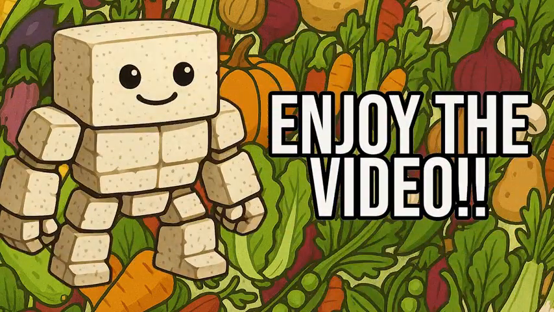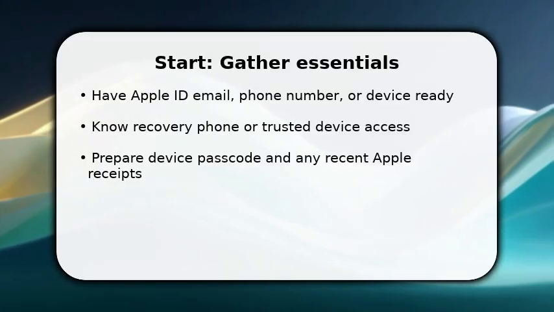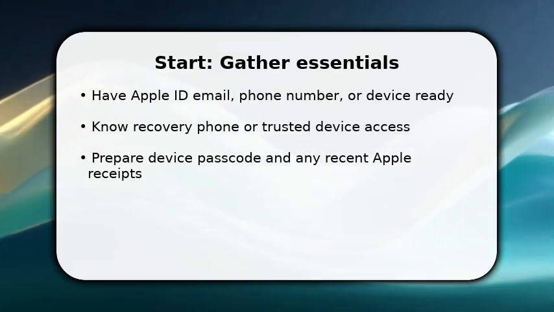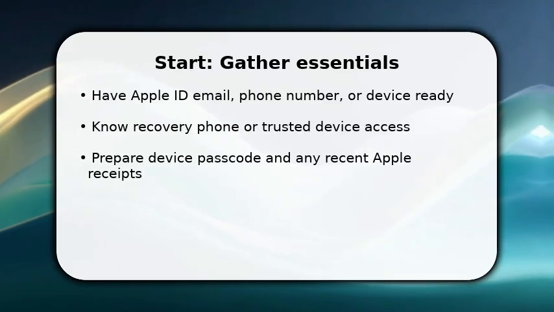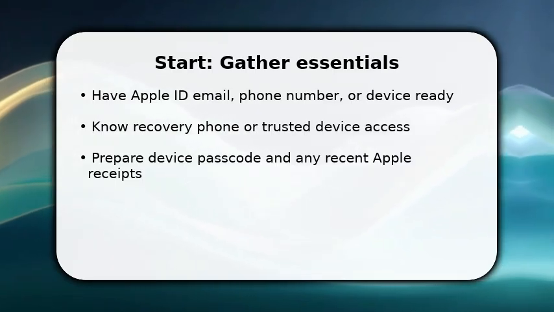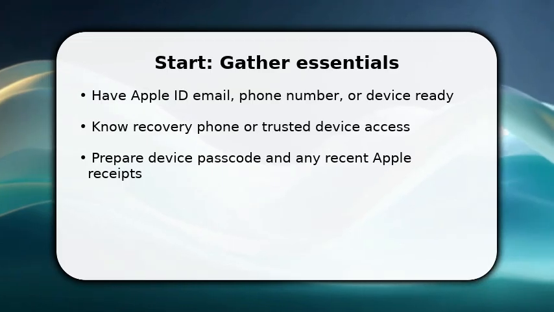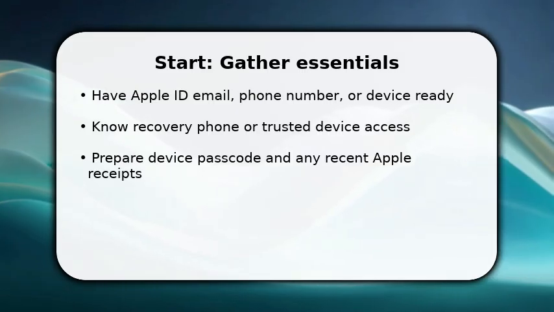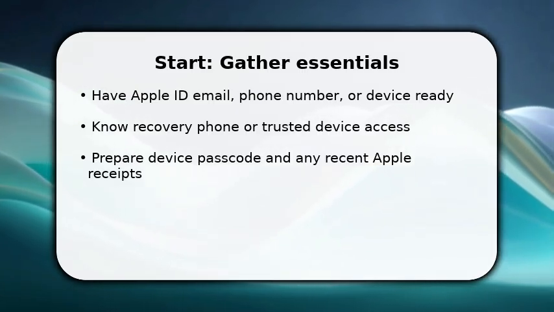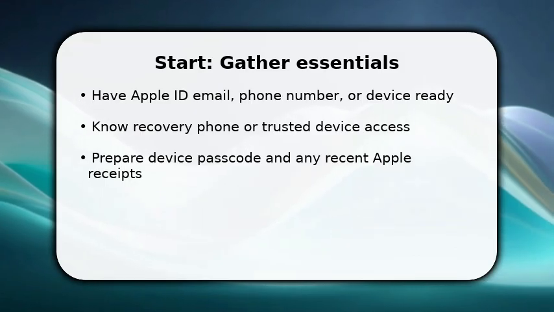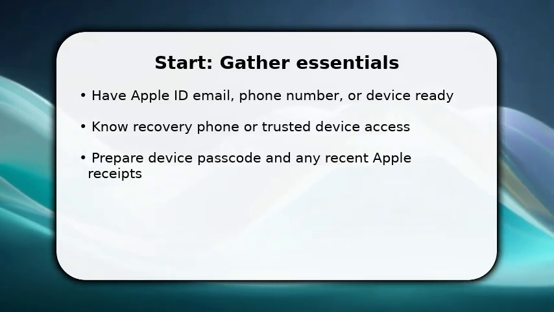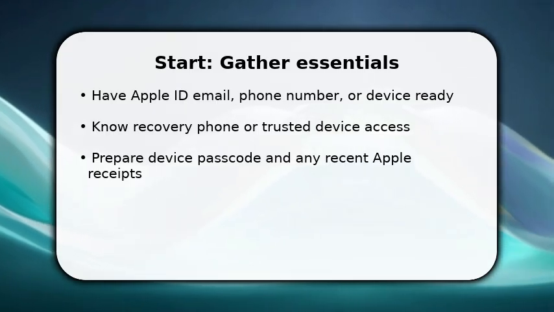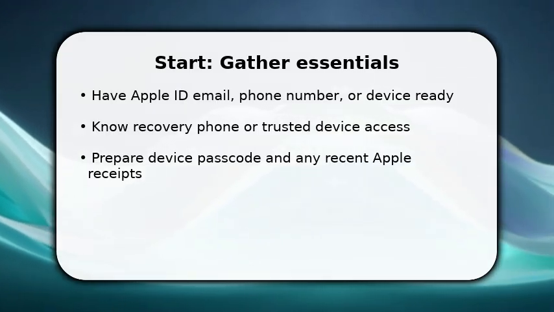Please enjoy the video. You begin by gathering what unlocks the path: an Apple ID email or the phone number tied to the account, plus a trusted device if you have one. Once collected, make sure you know the device passcode and any recent purchase receipts because Apple may ask to verify ownership. Start on a Mac, iPhone, iPad, or the I Forgot page. Choose the option stating you forgot your Apple ID. This first step speeds verification and prevents circular delays as you move forward.